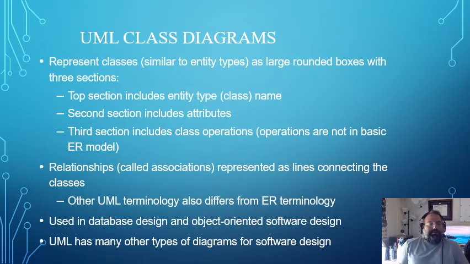So UML class diagrams represent classes, similar to entity types, as large rounded boxes with 3 sections. Top section includes the entity type name, class. Second section includes attributes. Third section includes class operations. Operations are not in basic ER models. Relationships, called associations, are represented as lines connecting the classes.